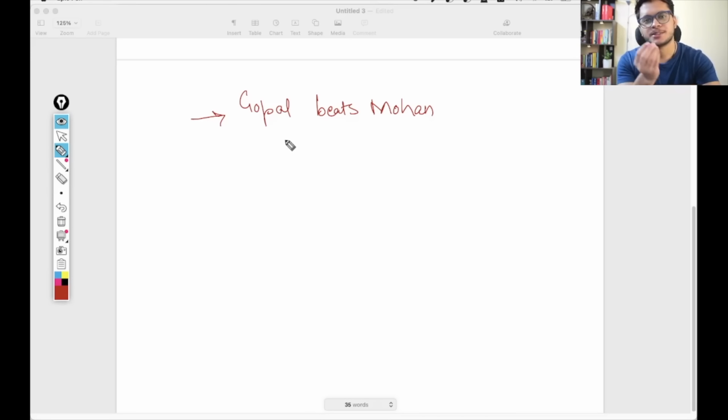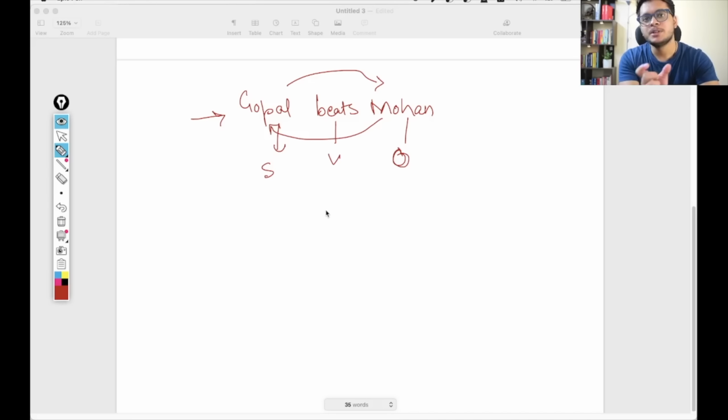Gopal beats Mohan. This is our example sentence, right? Here, Gopal is the subject. He's doing the beating. This is the verb. And Mohan is the object. He is the one who is getting beaten. Gopal beats Mohan. Now suppose I interchange their position. The sentence will read as Mohan beats Gopal. Are both the sentences the same? No, they are entirely different.